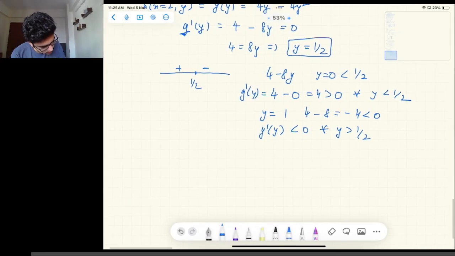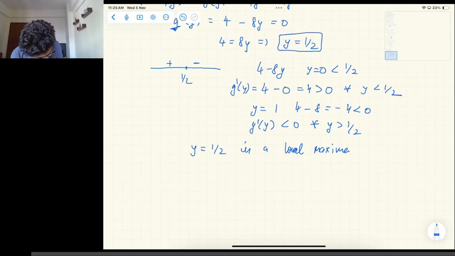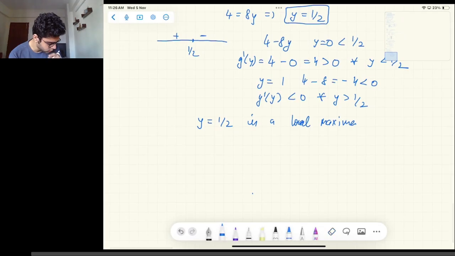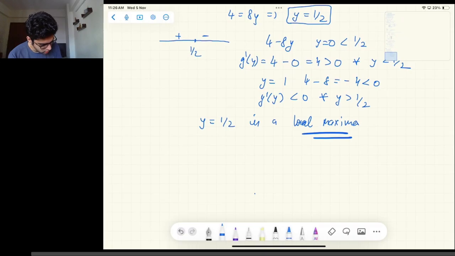So I can say that y is equal to half is a local maxima, because I am getting a dome-like structure. I have explained these concepts in the previous video also. So I am getting a dome-like structure where y is equal to half, so this is turning out to be a maxima. Local maxima, I'm saying a local maxima. Actually, it is a global maxima also, because I'm not given any constraints here, but I'm just writing local maxima for the time being.